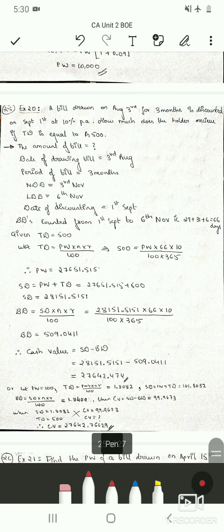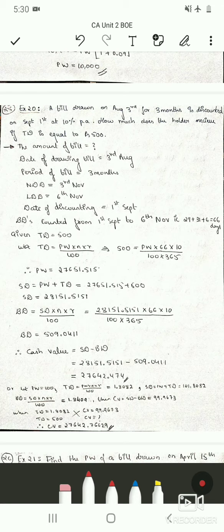So the next problem is, a bill drawn on 3rd August for 3 months is discounted on September 1st at 10% per annum. How much does the holder receive if true discount is equal to rupees 500? So in this question they have asked to find out cash value. When true discount is given as 500 rupees, they have not given the sum due again, but they have given when the bill was discounted and when the bill was drawn. So all the other informations are given. So try to solve it.